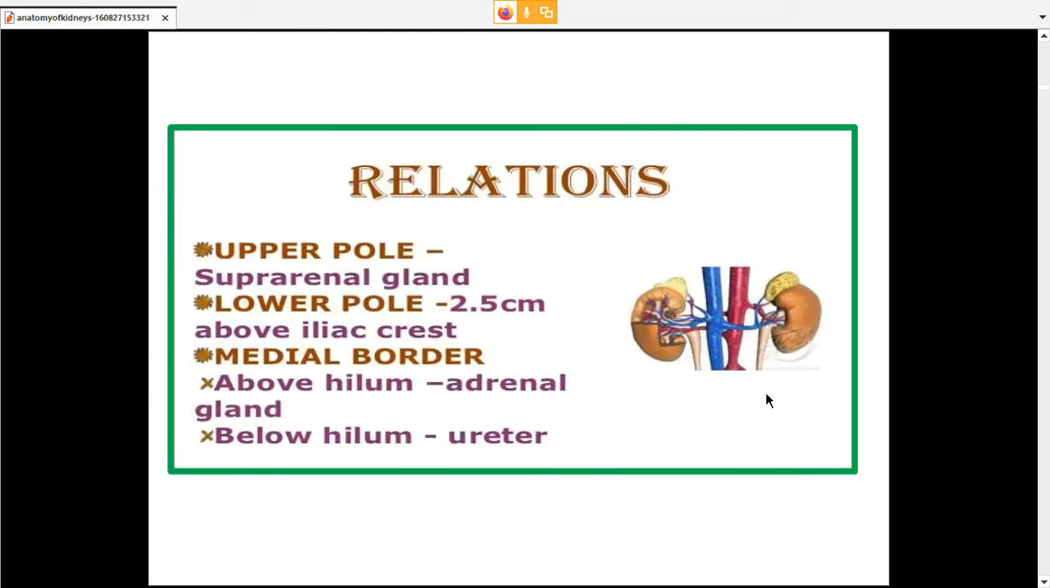Then coming to the relations of the poles, as I told you earlier, at the upper pole you can identify the suprarenal gland, and the lower pole is 2.5 centimeters above the iliac crest. Then the medial border, where you can identify the hilum, the opening of the kidney, called the hilum of the kidney. Below the hilum you can identify the ureter.